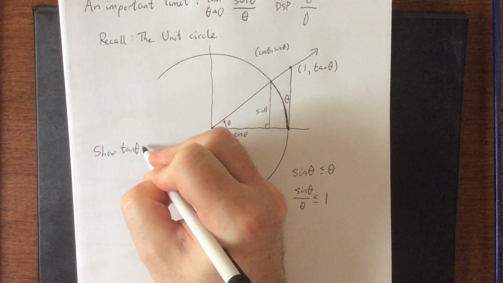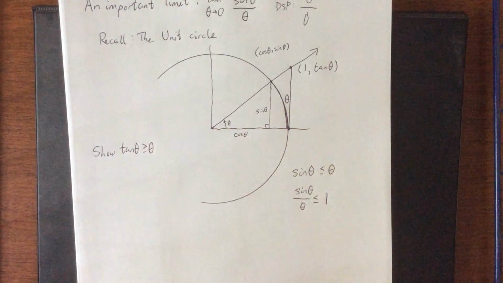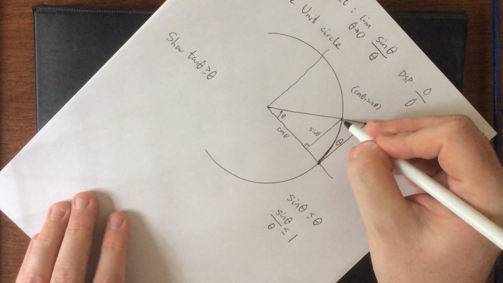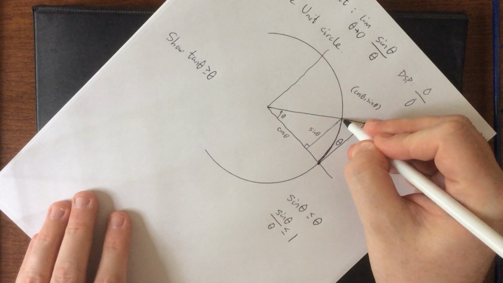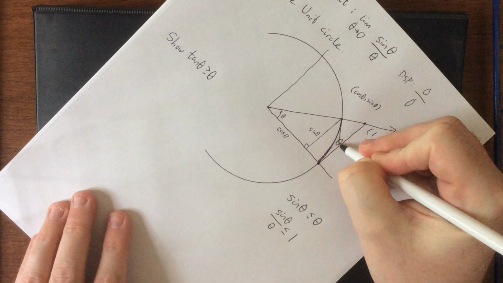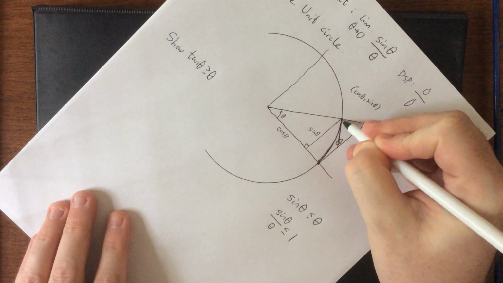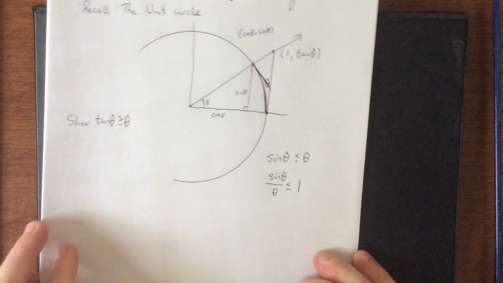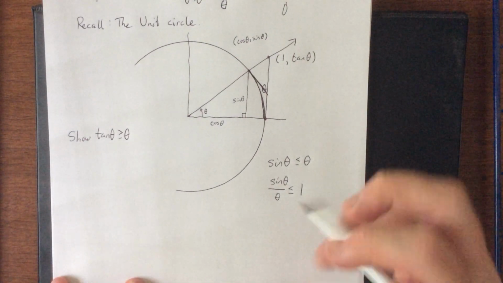So I'm going to show that the tangent of theta is greater than or equal to theta. The way that I'm going to do so is by adding in one additional side, and that's going to be the line segment that is tangent at our point from the unit circle. I'm going to start labeling points as well because it gets a little bit confusing.